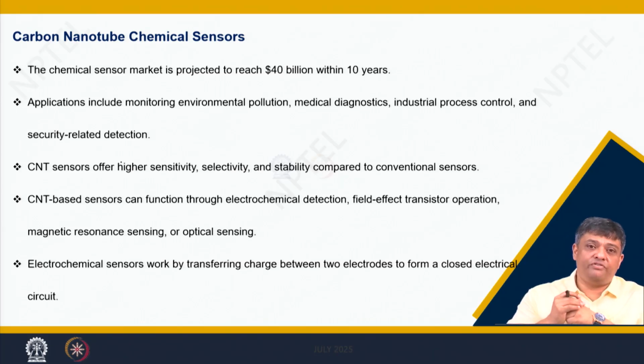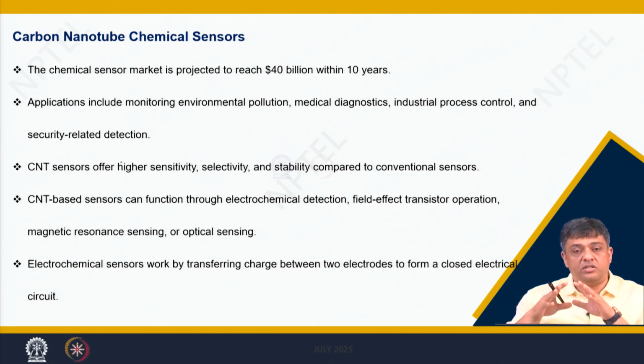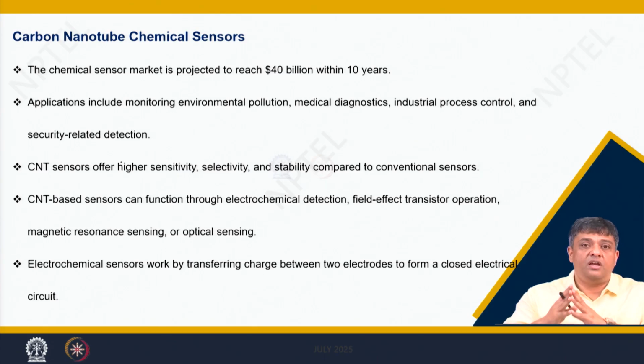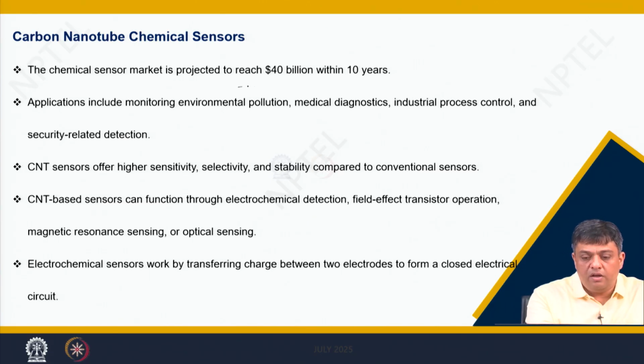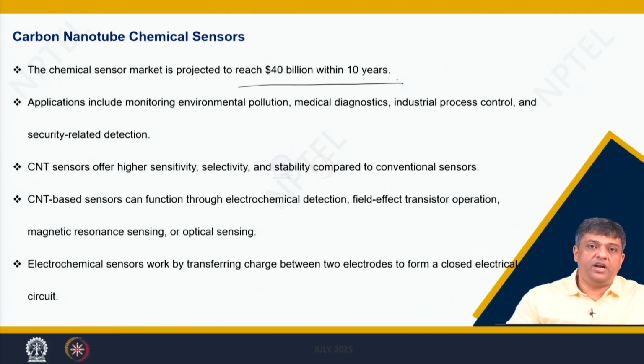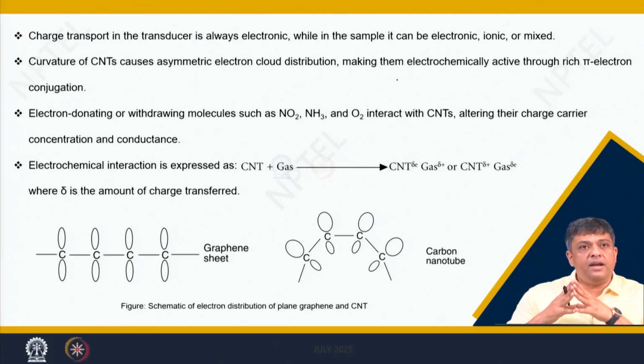Then comes the application of these carbon nanotubes, because you are changing the nature of the structure, the surface to volume ratio is changing and hence their chemical reactivity is changing, and subsequently you will find that CNTs are becoming extremely useful for a very important area, that is chemical sensors.